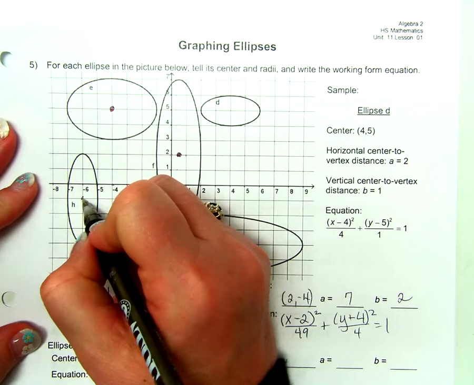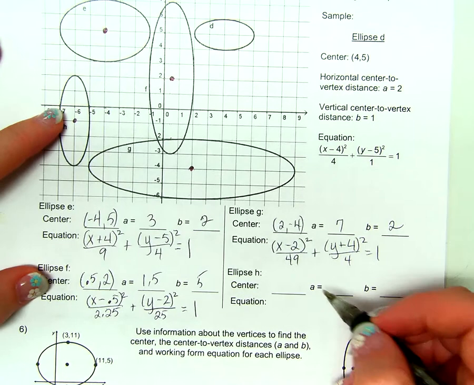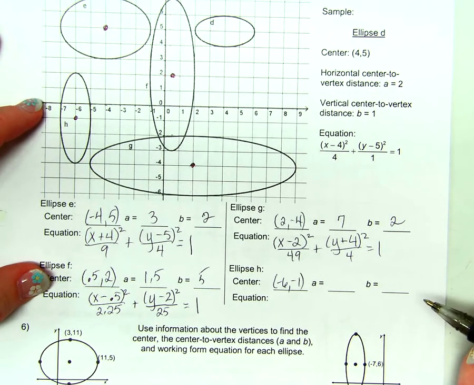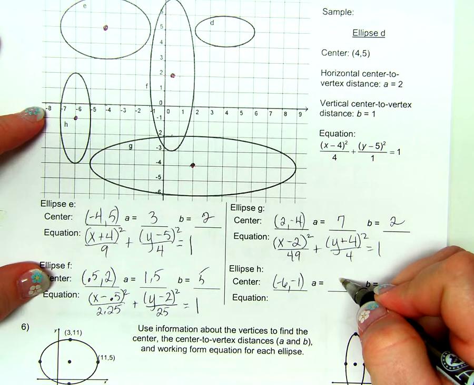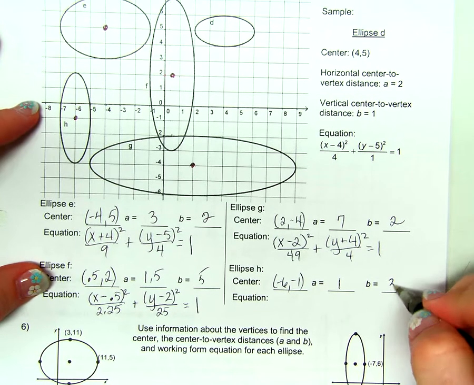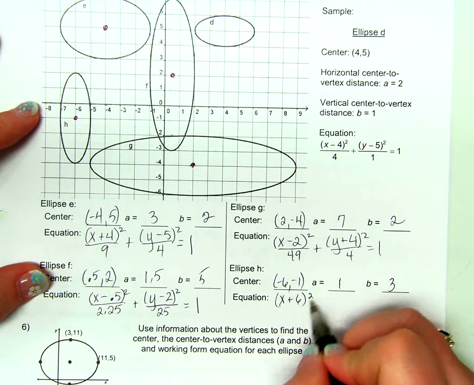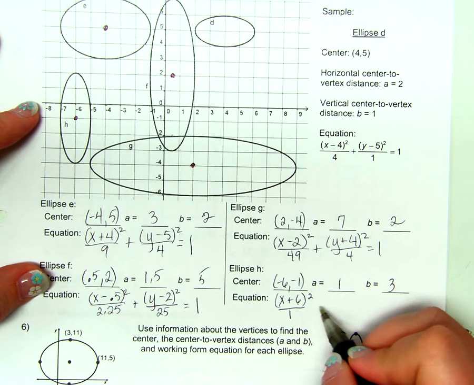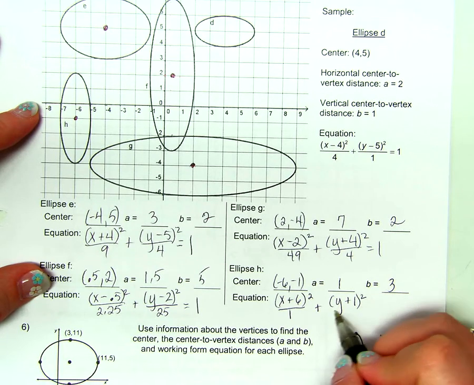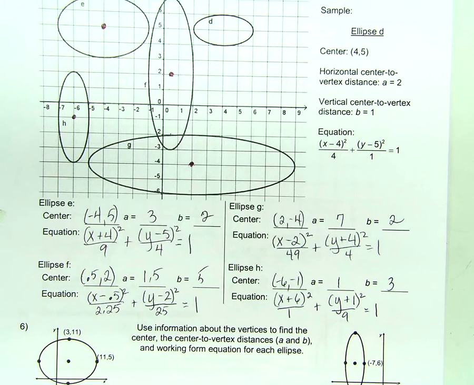H. The tier? Squidward's tier? Okay. So (negative 6, negative 1). What's a? What's b? 3. (x plus 6) squared over 1 plus (y plus 1) squared over 9 equals 1. Yes?